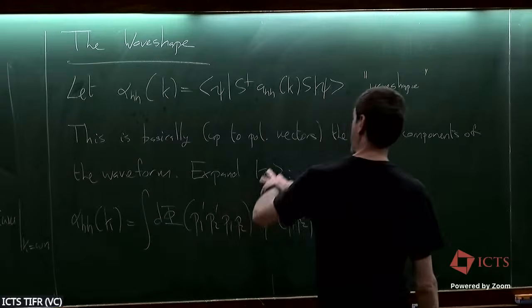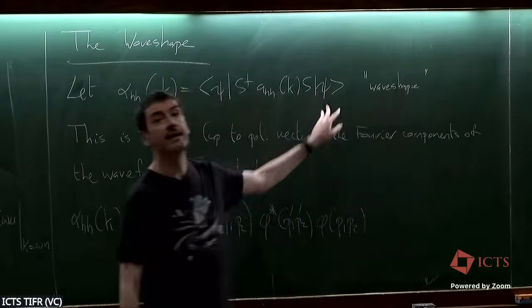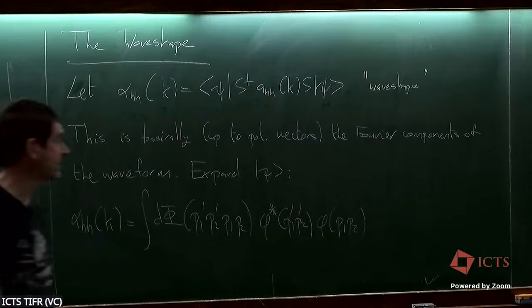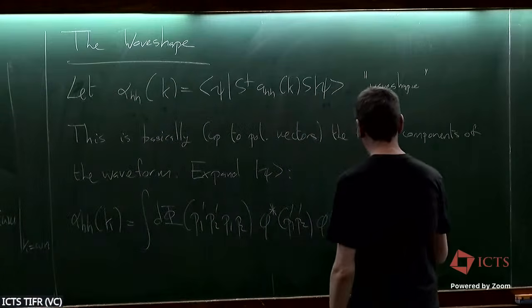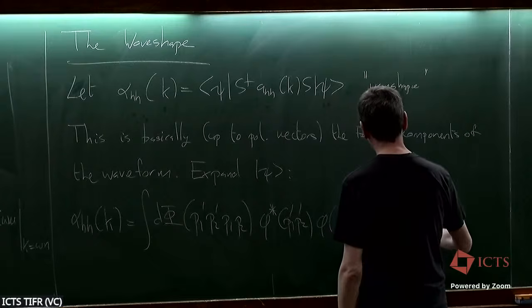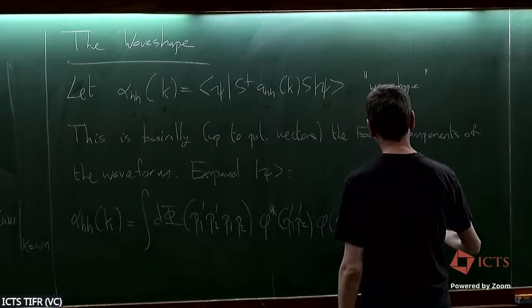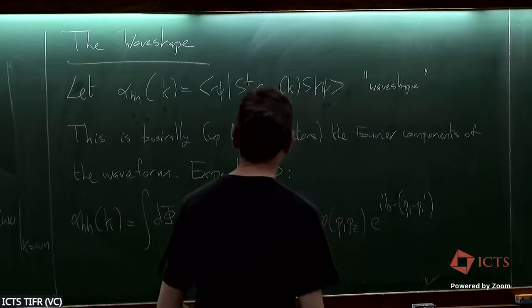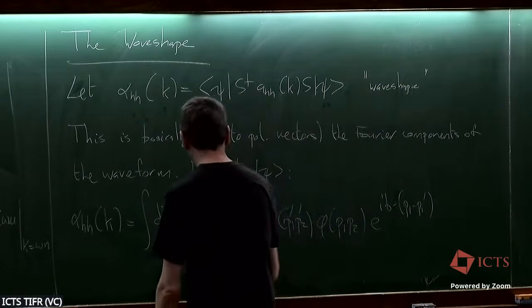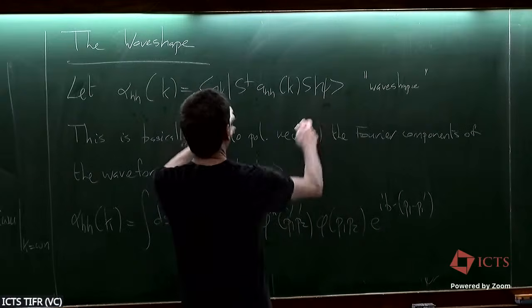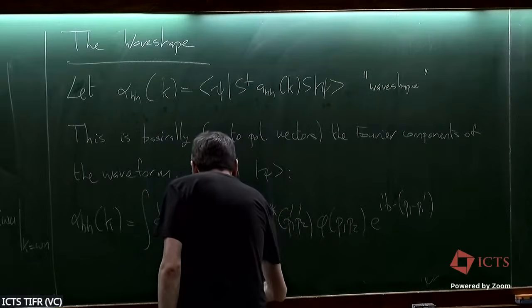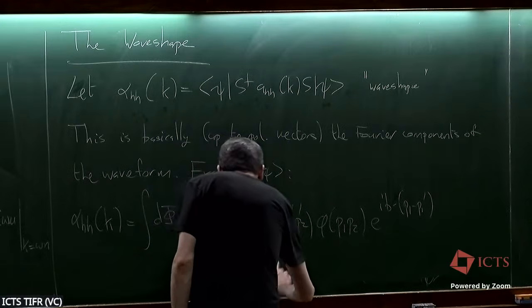Our wave state psi had this exponential factor, e to the i b dot p, which translates one particle with respect to the other. So we'll have an e to the i b dot P1 minus P1 prime. I'm setting h bar equals 1, so we don't have to worry about that. Times now the plane waves in the state, P1 prime, P2 prime, S dagger.